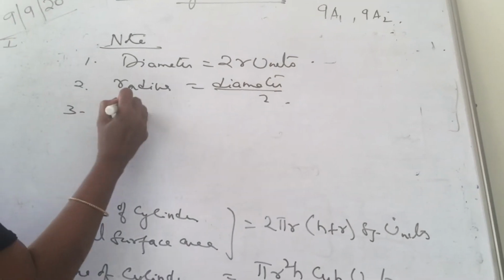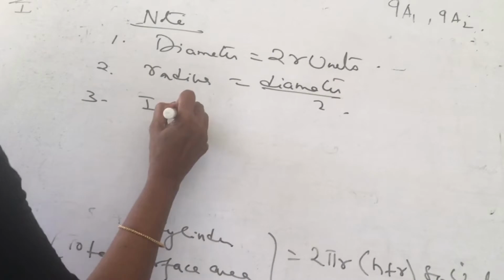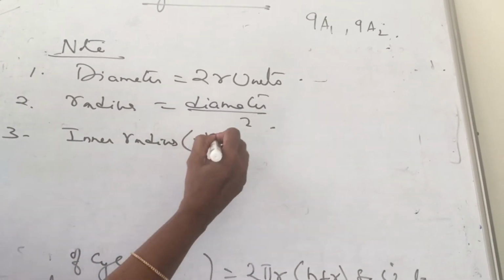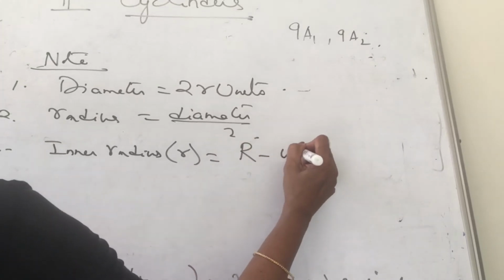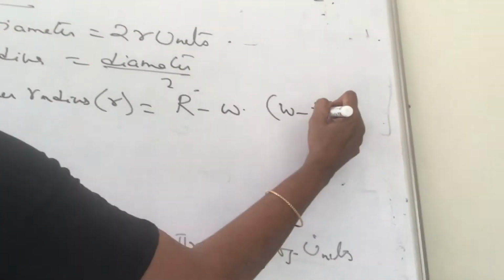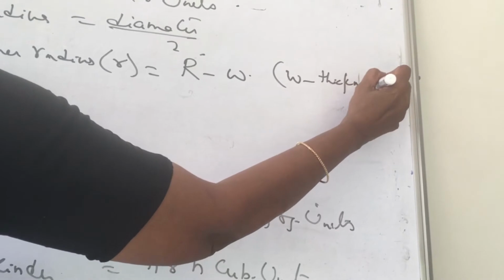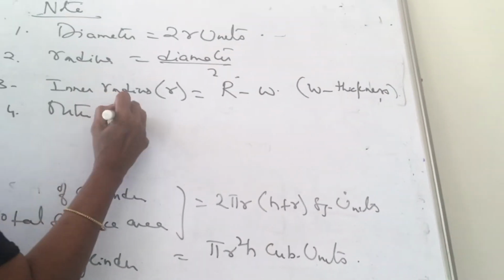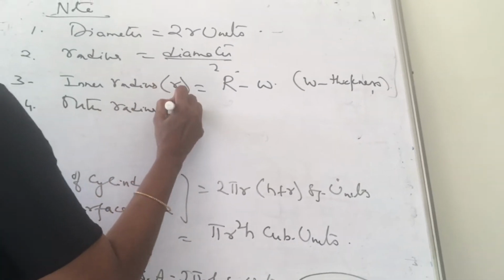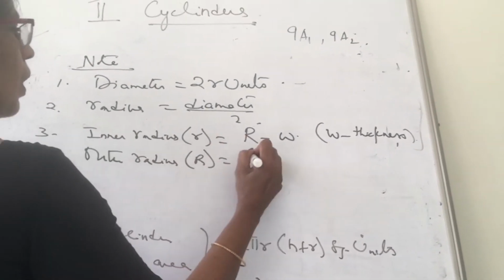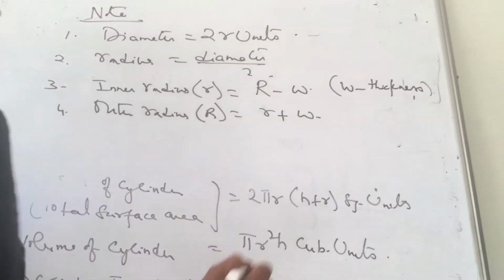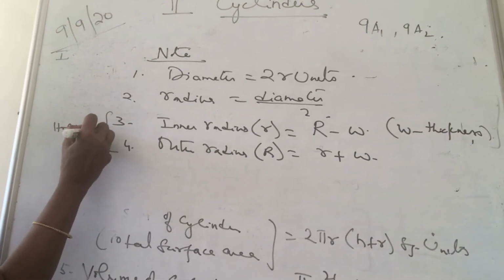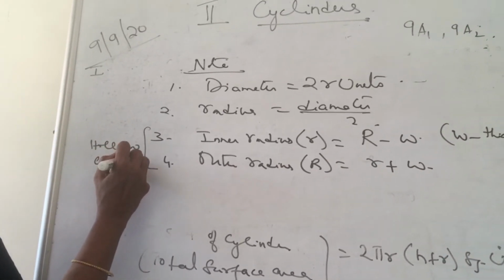Next, inner radius small r is equal to capital R minus W. W means thickness. Outer radius capital R is equal to small r plus W. This is for hollow cylinder. Yes, children.